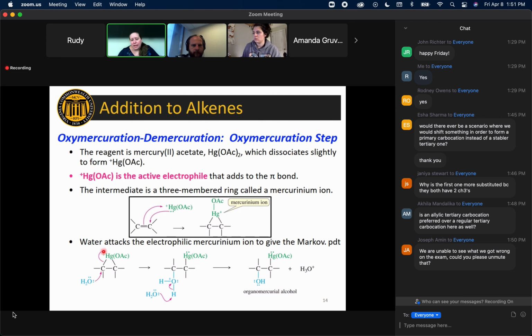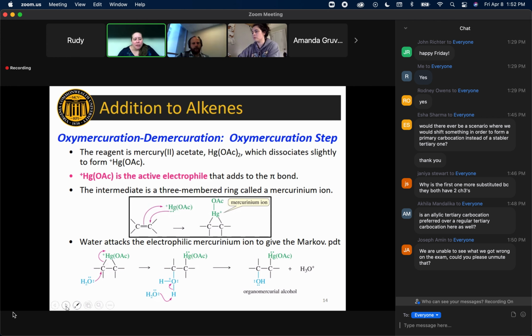So this mercury still has its positive charge. We didn't destroy any positive charges, right? So we have to conserve our charge. Water can attack from the backside of this bond and release these electrons, because otherwise we'd break the octet rule for carbon, give those electrons back to mercury. So now we've quenched our positive charge on mercury and we've formed our carbon oxygen bond. After deprotonation, we have this intermediate, which is indeed the product of the oxymercuration step of this two-step sequence.